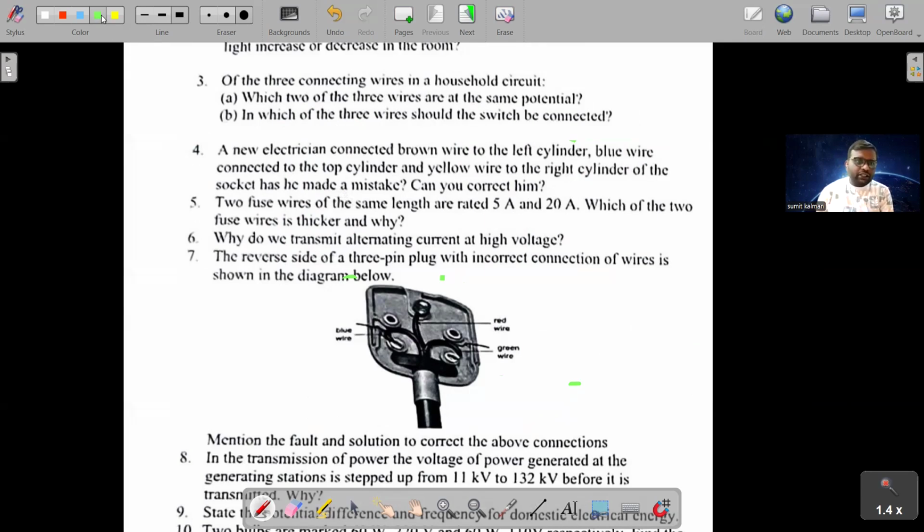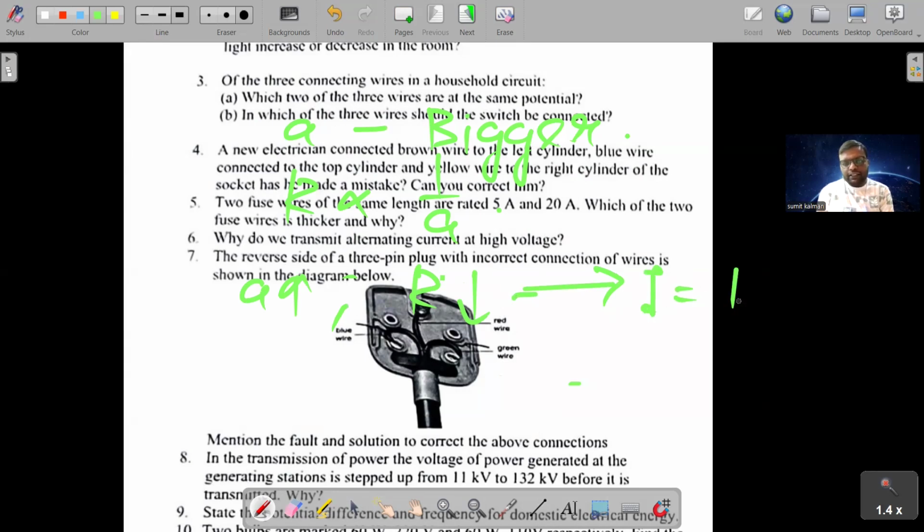And students, if there is a thick wire, it means area of cross section is bigger. And as we all know, resistance is inversely proportional to area of cross section. If A is bigger, then R will be smaller. And if R will be smaller, current will be higher. So here, which is higher current? 20 ampere. So students, for thicker wire, we will use the wire of current rating 20 amp. So in this way you have to solve this.